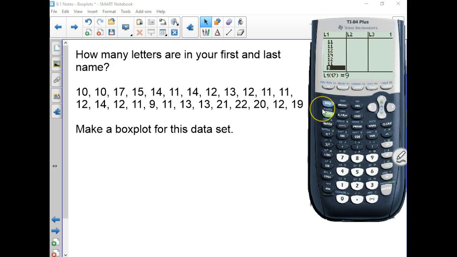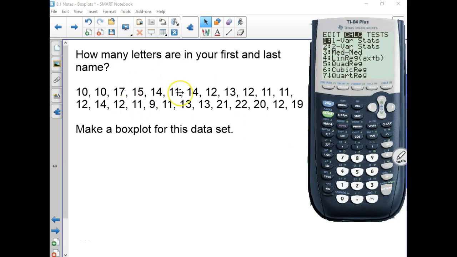Now, the good thing about this is that we don't have to put these in order. The calculator can find these statistics even without putting these in order, because it puts it in order itself. So now we can press Stat, and we're going to go over to Calc, and we're going to choose number 1, which is one variable statistics. We only have one variable here. That's why we only filled up L1. So we're going to hit enter and then enter.